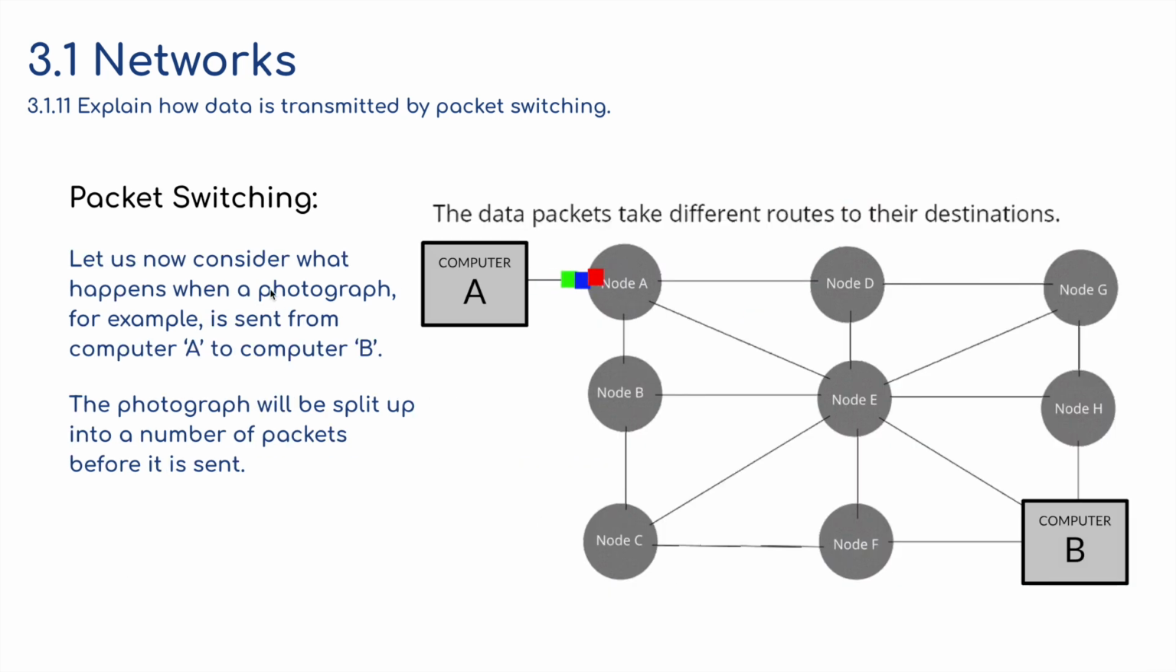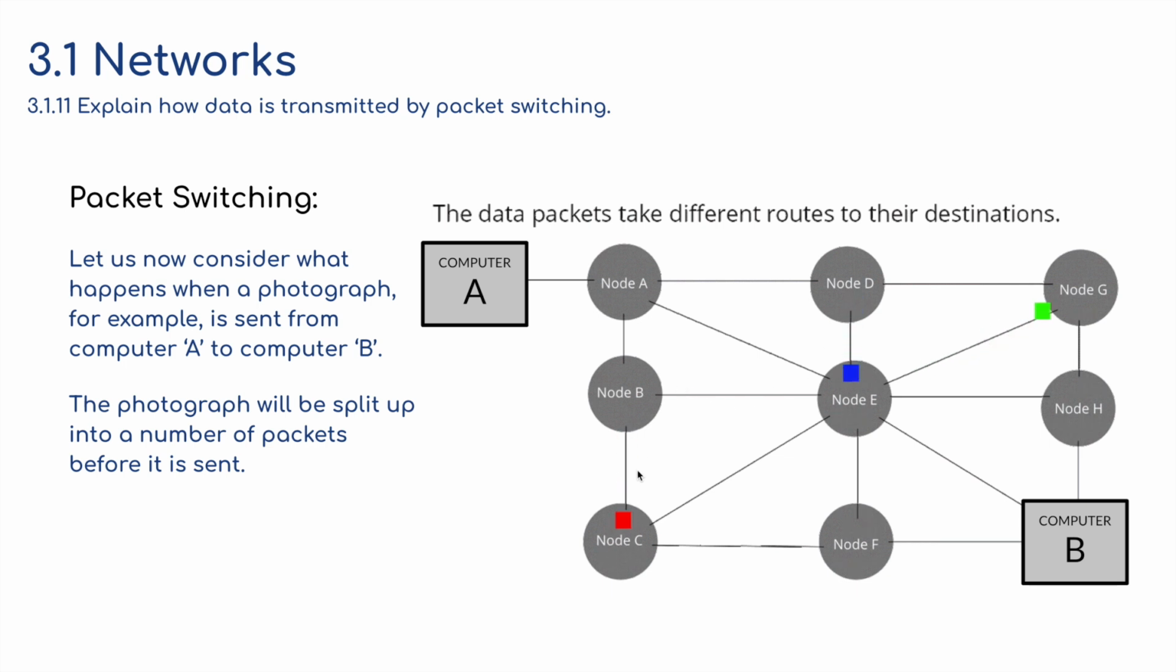So here we go, packet switching. Let us now consider what happens when a photograph, for example, is sent from computer A to computer B. The photograph will be split up into a number of packets before it is sent. So the original message is green, blue, red. The data packets take different routes to the destination.